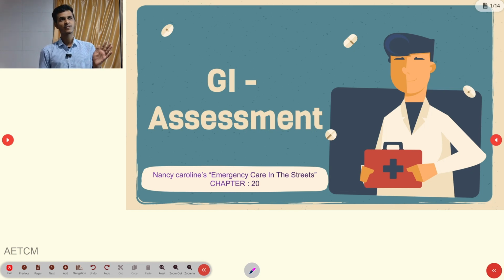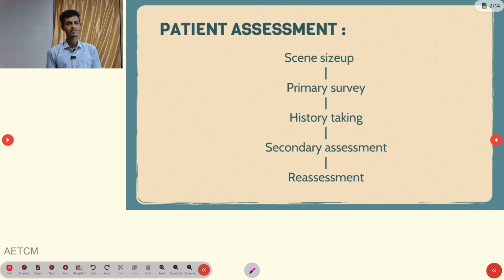Yes, we are moving on to the next system in our series, that is gastrointestinal emergency. So as usual, the first thing we are going to discuss is the gastrointestinal assessment, more specifically in a pre-hospital region. It is the format we are well familiar with.